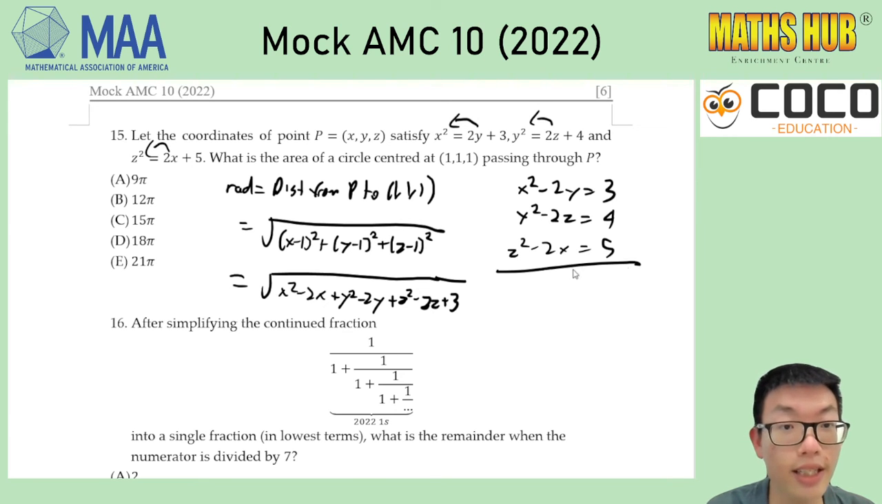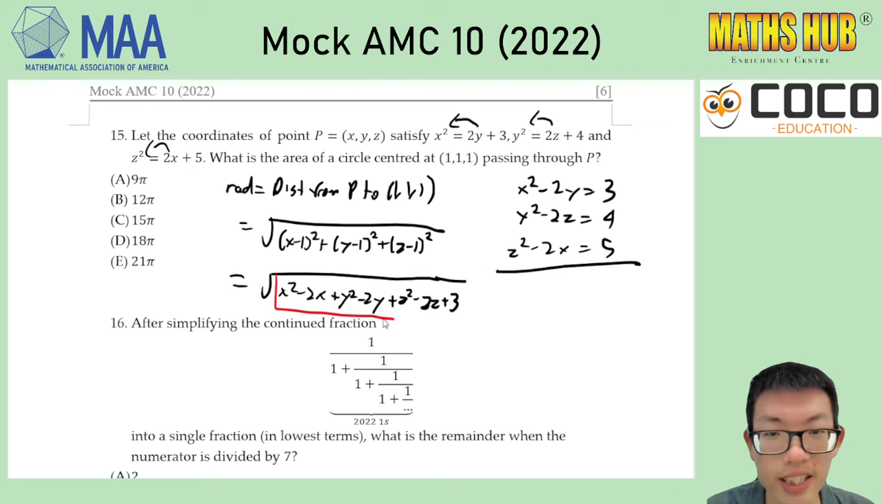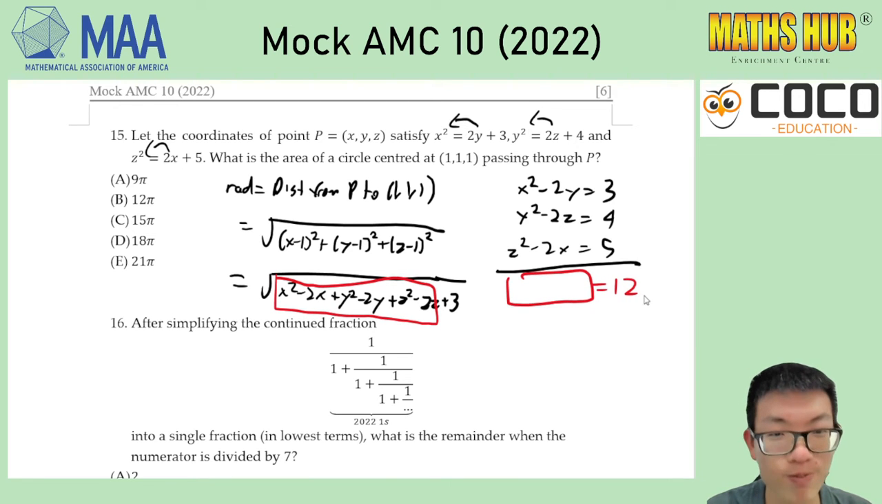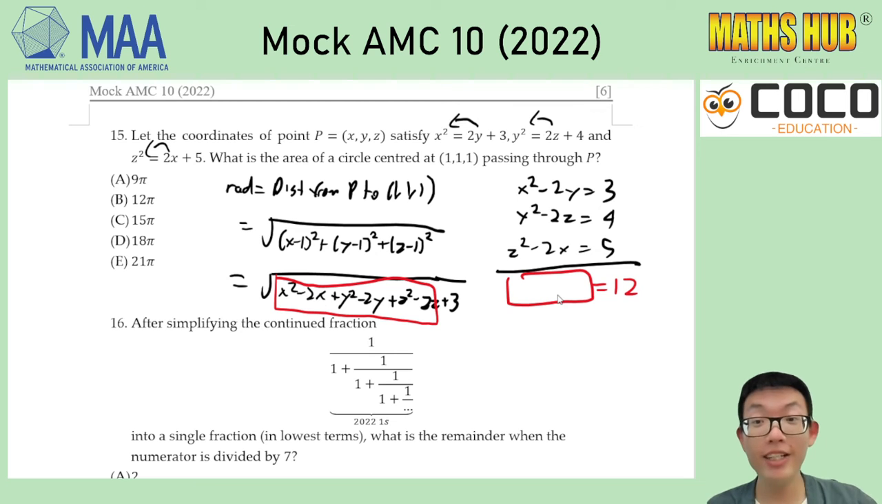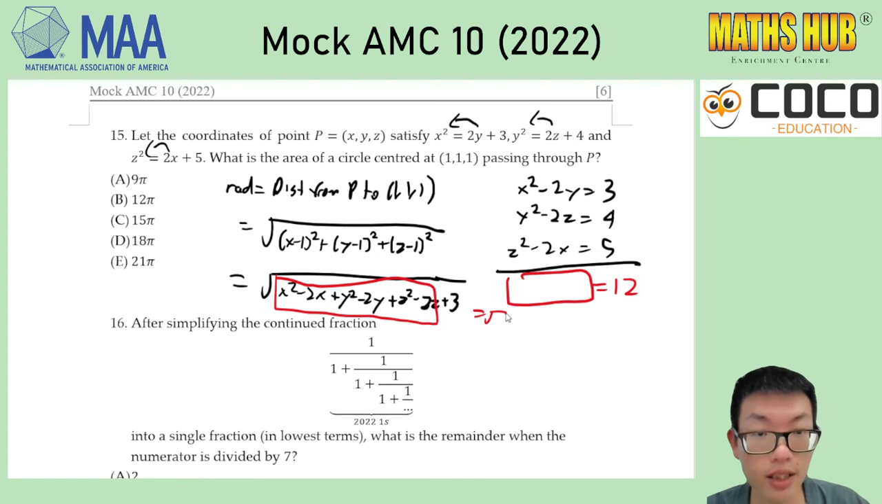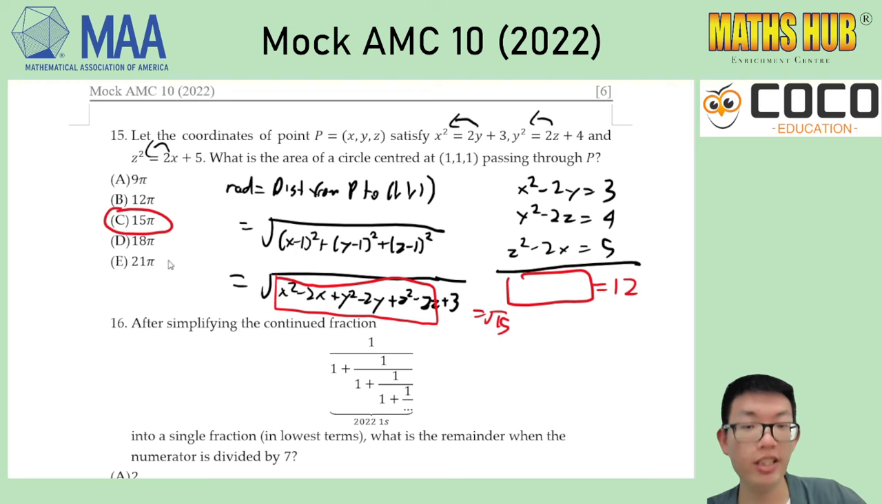If I added them, then I would get, I'm a bit lazy, and also for the AMC you shouldn't do extra writing, so I'm going to just say box is equal to 12, right? And so if box is equal to 12, then my sum is going to be 12 plus 3, which is equal to 15, and if it is equal to 15, that means that the area, pi r squared, is 15 pi. So the answer to question 15 is 15 pi.